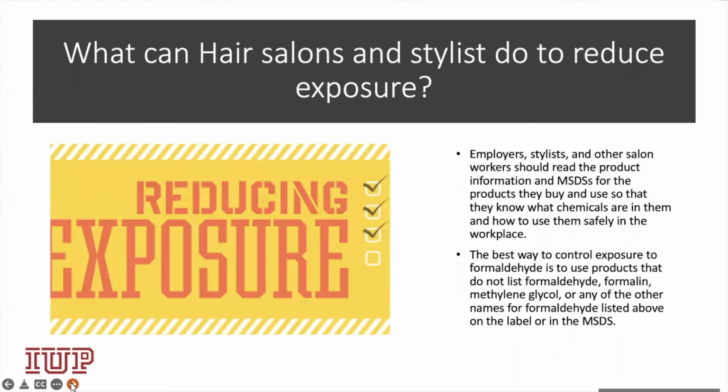So what can hair salons and stylists do to reduce their exposure to formaldehyde? Employers, stylists, and other salon workers should read the product information and material safety data sheets for the products they buy and use so that they know what chemicals are in them and how to use them safely in the workplace. But the best way to control exposure to formaldehyde is to use products that just do not contain formaldehyde, formalin, or any synonyms of formaldehyde.